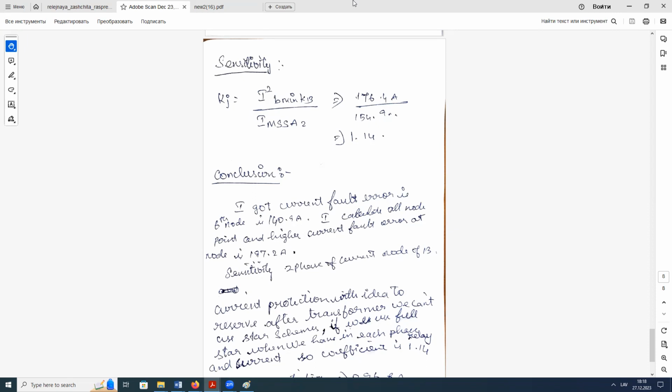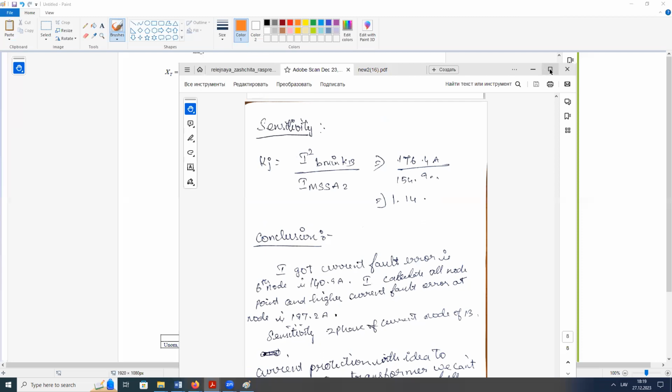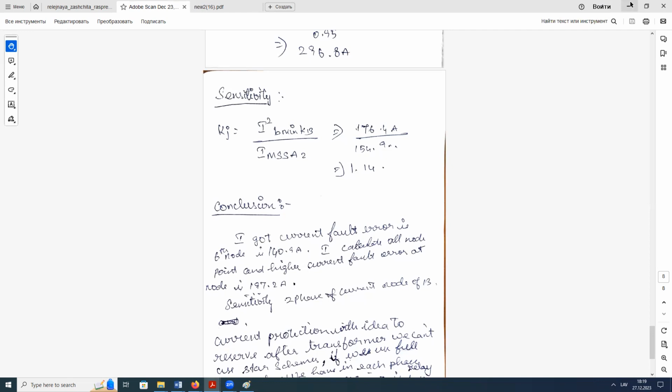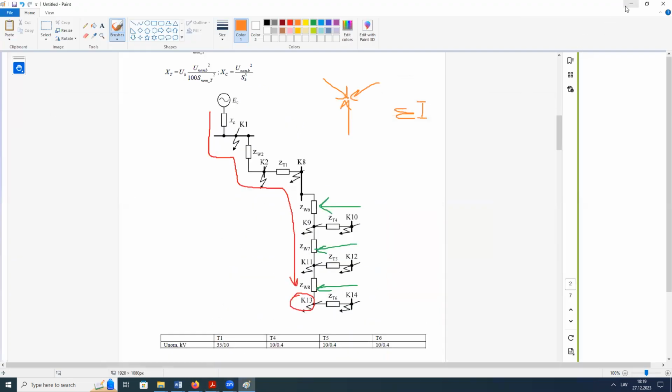In case it is not sensitive for line 6 or for node number 9, this protection can't be used, because it is not sensitive enough. That is the main thing, so you should finish this task. And maybe you could put questions, because I would like to go next.